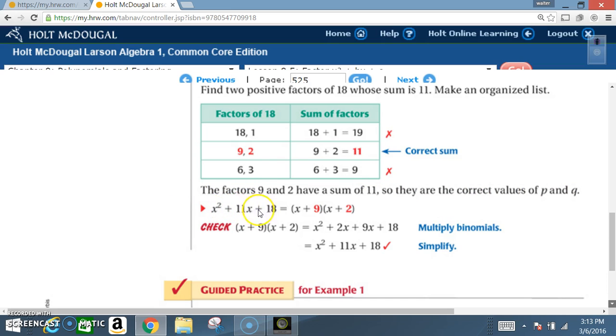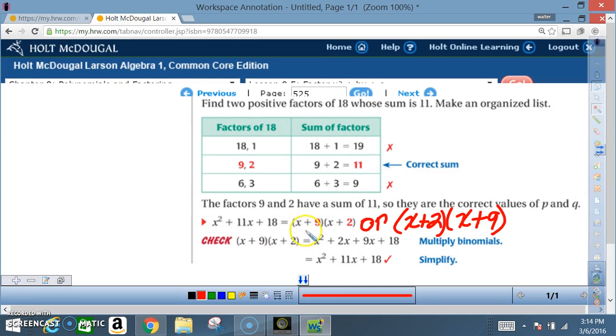x squared plus 11x plus 18 is equal to x plus 9 times x plus 2. You could have also written this as x plus 2 times x plus 9. It means the same thing. That's the answer. x plus 2 times x plus 9 is the same as saying x plus 9 times x plus 2. The order doesn't matter. The sign does. Positive, positive.